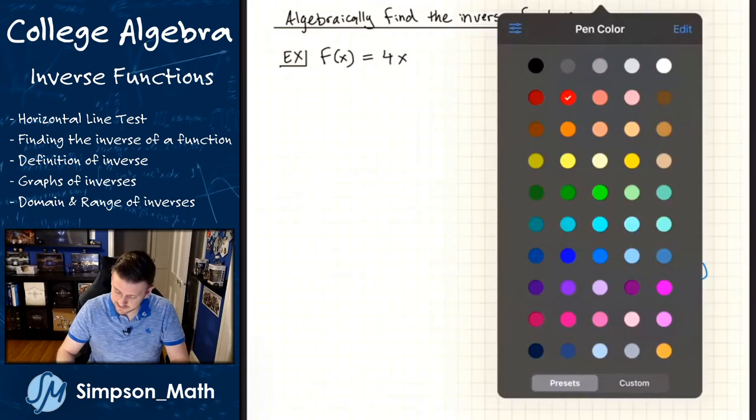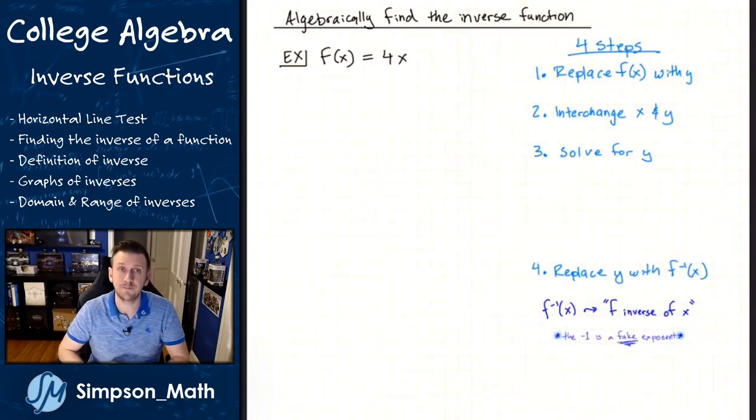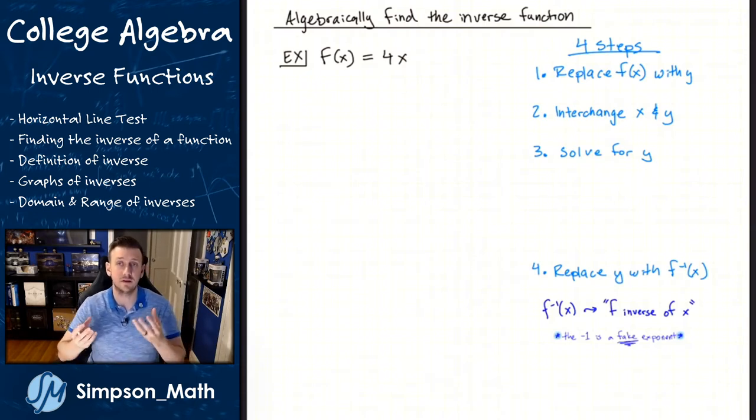Let me switch colors real fast. I want blue. Algebraically, what we're going to do is ultimately switch x and y. The idea behind inverses is that my input and my output switch.